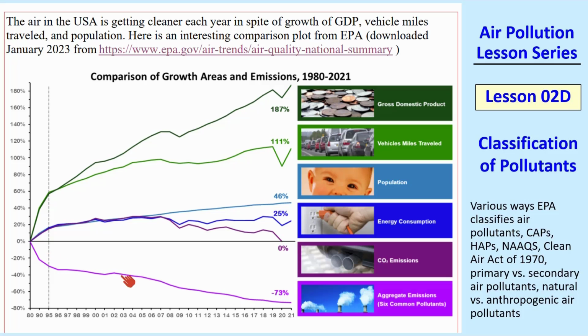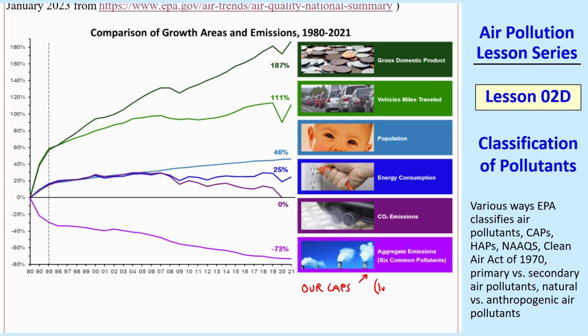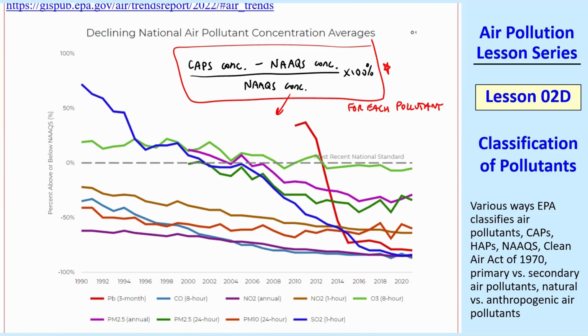Now, these are all compared to this purple one, which is aggregate emissions, 6 common pollutants. These are our CAPS, but there's only 6 since they usually lump together the 2 PMs, the PM2.5 and the PM10. So again, in terms of total emissions, we're actually decreasing 73% over 4 decades, even though the population has increased significantly and we're traveling more. Also notice the sudden drop in 2020 for vehicle miles and gross domestic product and energy consumption. You can guess what that's due to: COVID. So overall, combining this plot and this plot, we can see that we're doing a pretty good job in our country with air pollution.